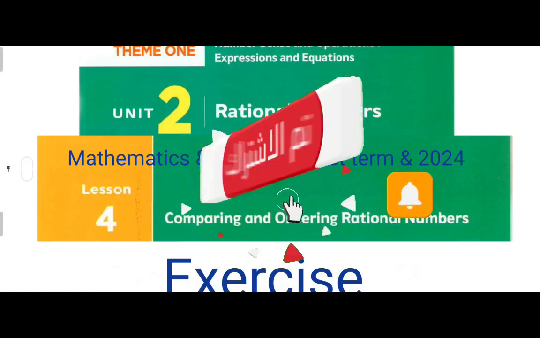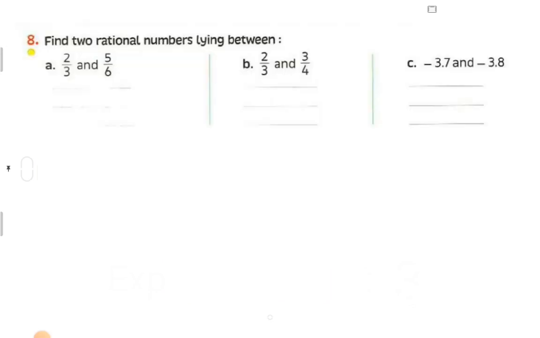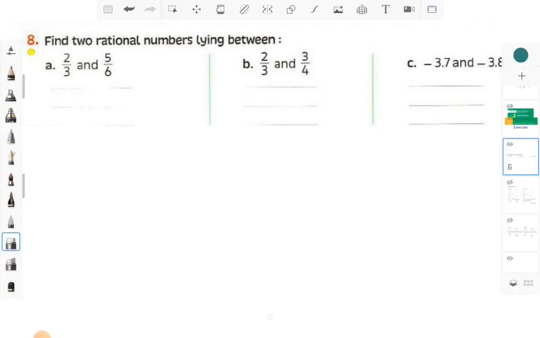Unit 2, Lesson 4, Comparing and Ordering Rational Numbers, Exercise. Question number 8. Find two rational numbers lying between. Find what? Two rational numbers. Note, he asked about two rational numbers, not one rational number.